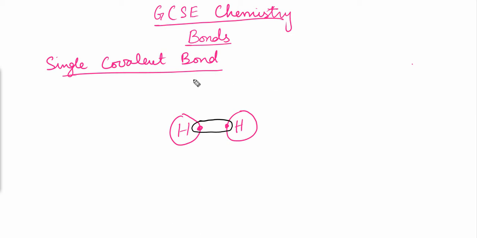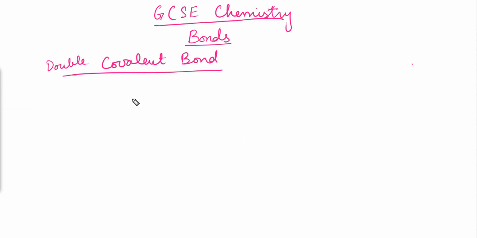Alright, now let's discuss the double covalent bond. The double covalent bond is the one that is formed between the atoms by the sharing of 2 electrons. Consider the case of oxygen. So this is oxygen. It has 6 electrons in its outermost shell. So I'll just mark 1, 2, 3, 4, 5, and 6. And there's another oxygen atom which also has 6 electrons in its outermost shell. So I'll mark them with a cross: 1, 2, 3, 4, 5 and 6.